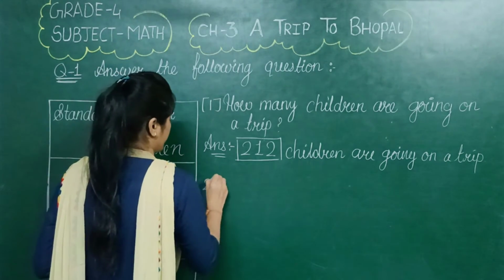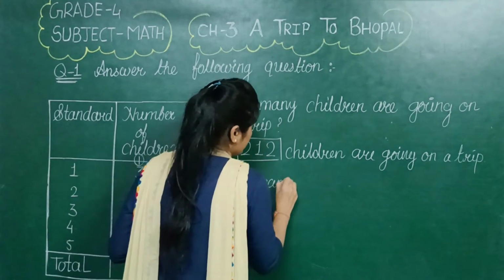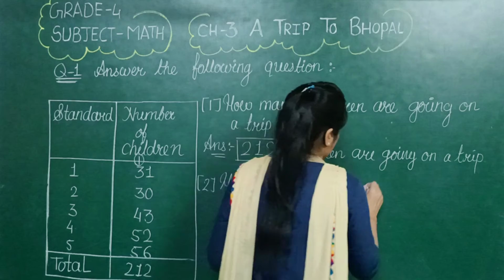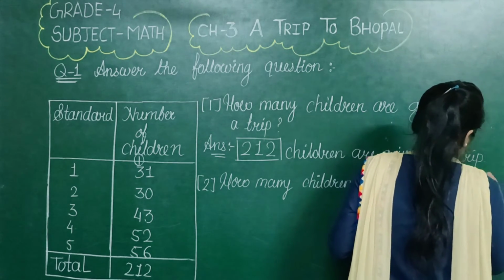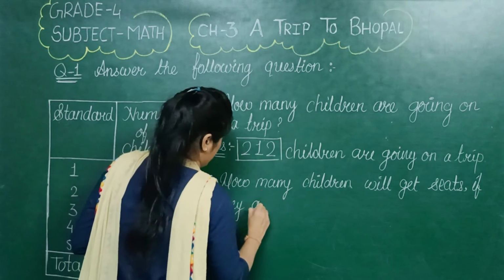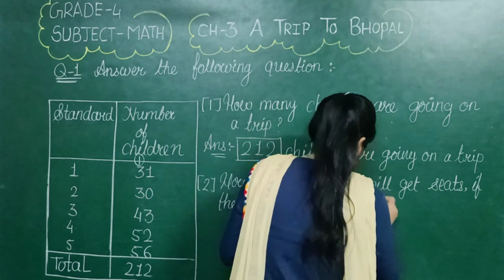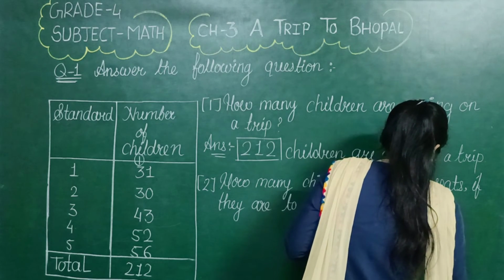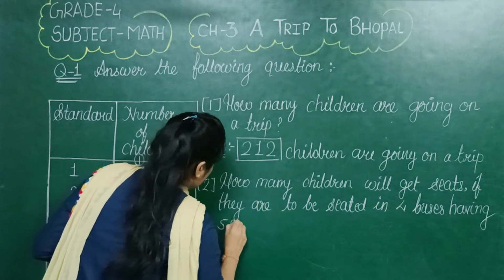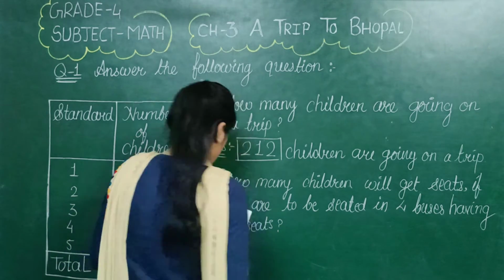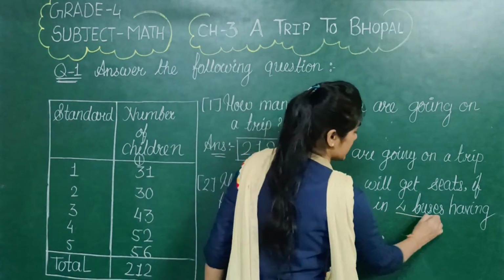Now number 2. The question is a little bit different: How many children will get seats if they are to be seated in 4 buses having 52 seats? See what is given in it.